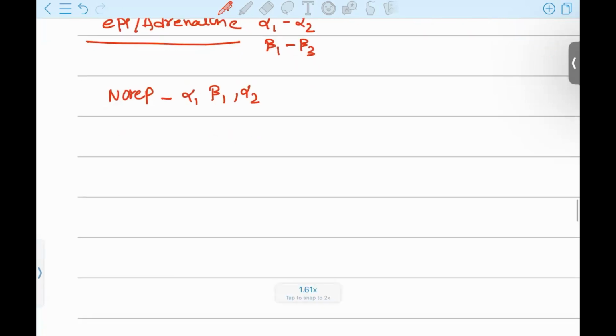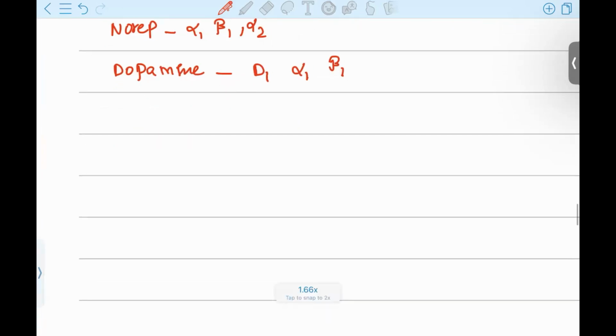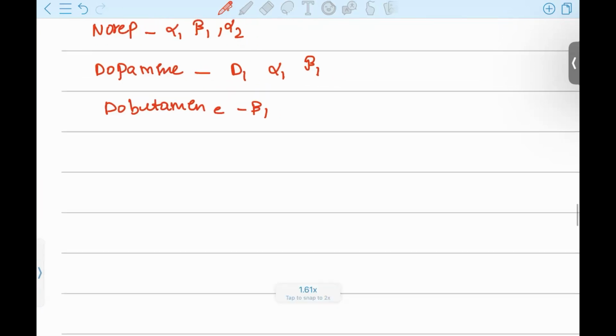And dopamine, so these are also drugs, your inotropes, right? All these drugs are your inotropes. Dopamine acts on the dopa 1 receptor, and also alpha 1 and beta 1. Next, other drugs like your dobutamine. Dobutamine is for the beta 1. These are the drugs that you have to remember and their actions.